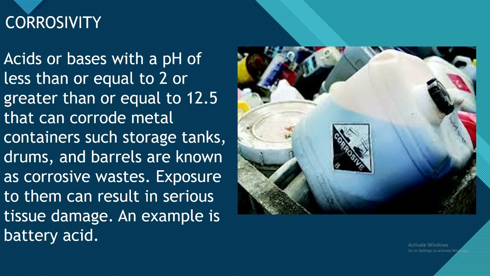Next one is corrosivity. Acids or bases with a pH of less than or equal to 2 or greater than or equal to 12.5 that can corrode metal containers such as storage tanks, drums, and barrels are known as corrosive waste. Exposure to them can result in serious tissue damage. An example is battery acid.